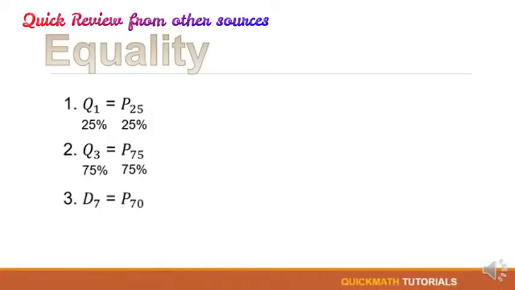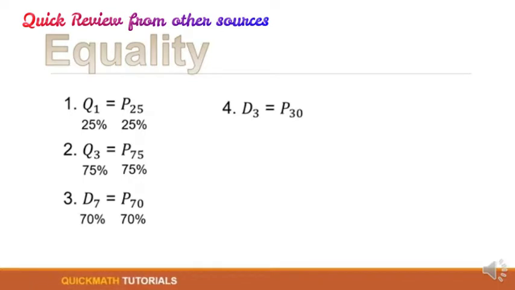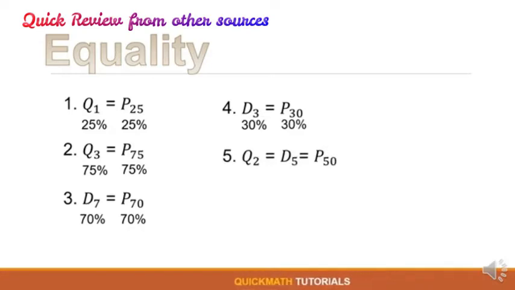And we have the 7th decile is just equal to the 70th percentile. This is 70%, also 70%. D sub 3 is just equal to P sub 30. This is 30% and also 30%. Lastly, we have the median is just equal to the 5th decile is just equal to P sub 50. So this is 50%, 50%, and also 50%.